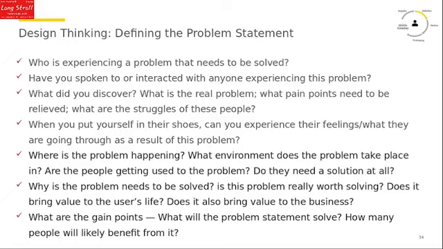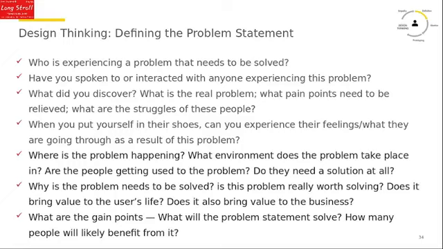You have been able to interact with them, and you have been able to pinpoint what the real problem is. So the next question you ask yourself will be, when you put yourself in their shoes, can you feel what they are feeling concerning this problem? Can you experience their feelings? And if yes, the next question will be, where is this problem happening? What environment does this problem take place in? Are the people getting used to this problem? If they are, do they really need a solution?